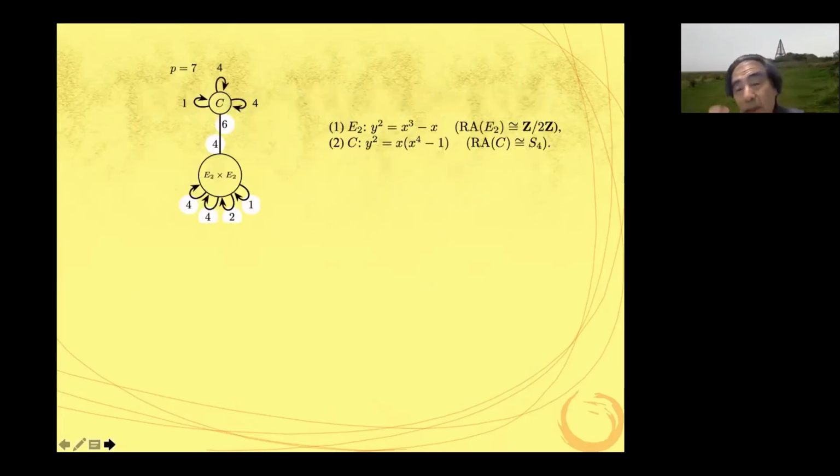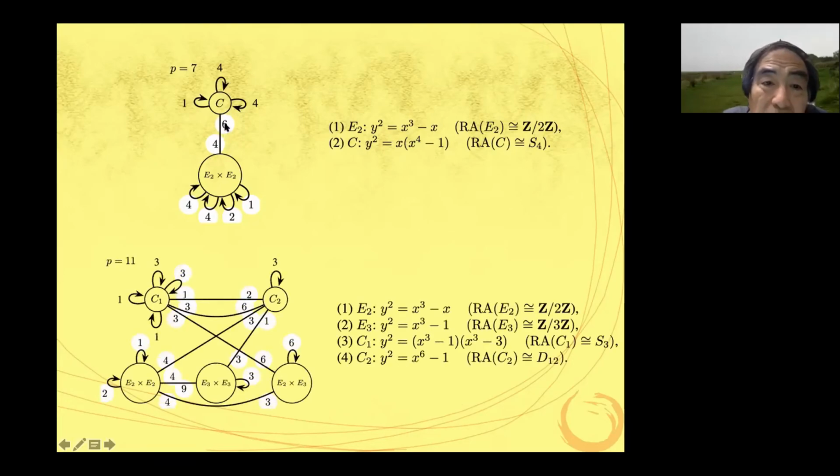And finally, we give some examples. This is the case of characteristic 7. In this case, we have only one superspecial supersingular elliptic curve, and only one superspecial curve of genus 2, like this. But we have two vertices, C and E2 × E2, and this is the Richelot isogeny graph. The outgoing degree is 4, and the ingoing degree is 6.